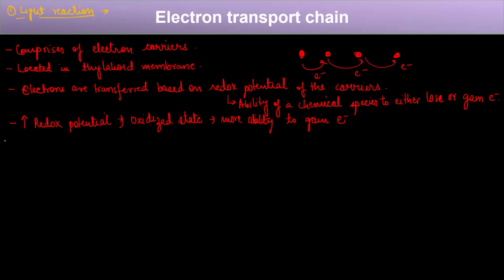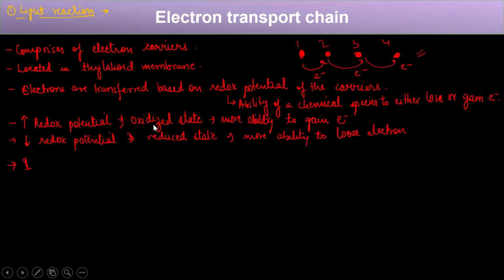So if a chemical species has a higher redox potential, it has more ability to gain electrons. And vice versa, if it has low redox potential, it is in the reduced state.